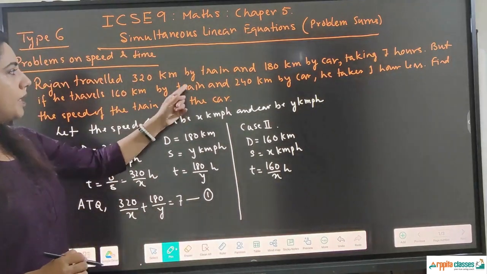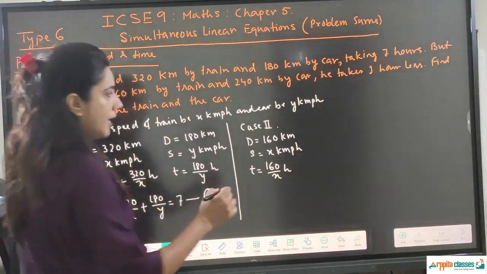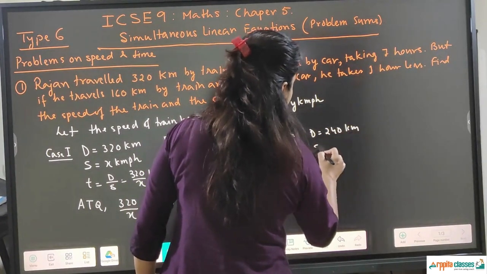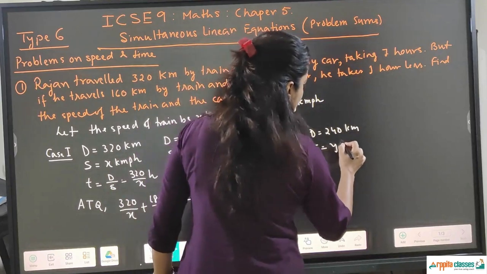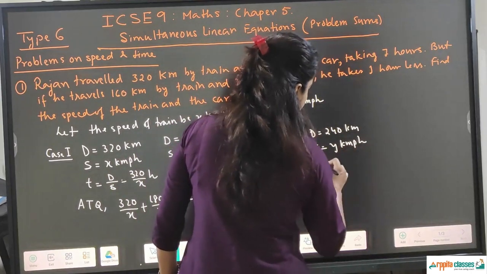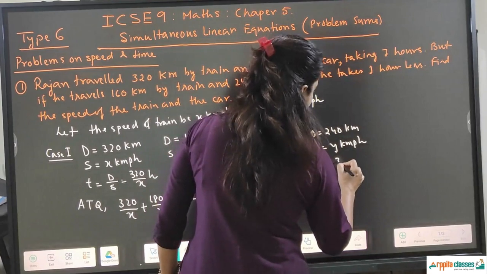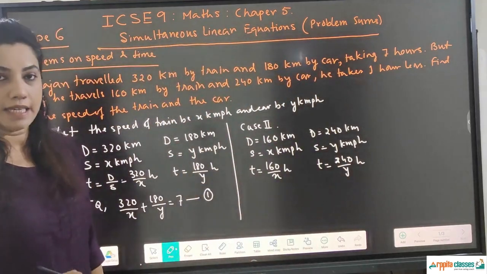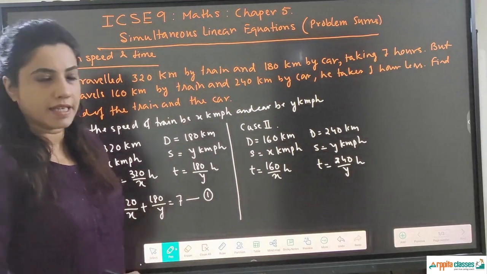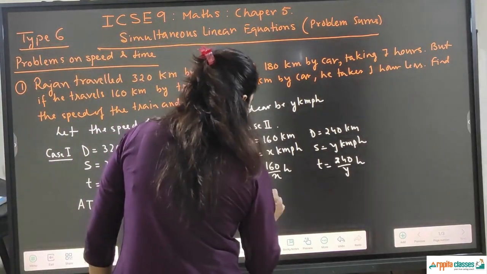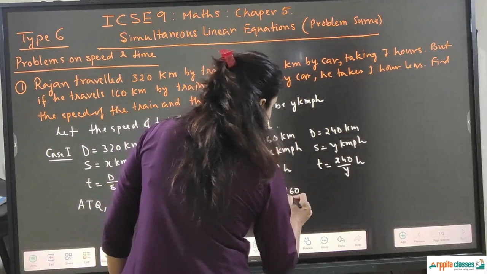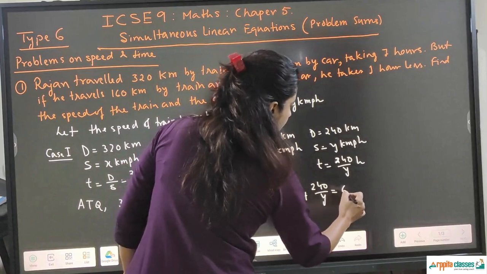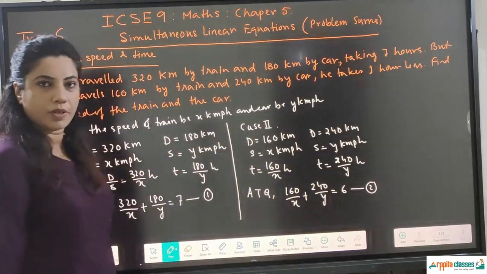So 160 km by train and 240 km by car. So another distance is 240 km which he travels by car. So the speed of the car is y km per hour and the time taken is 240 upon y hours. They are saying he takes 1 hour less, which means the total time he takes is 6 hours. So in this case, according to the question, we can write 160 upon x plus 240 upon y is equal to 6. This is my second equation.